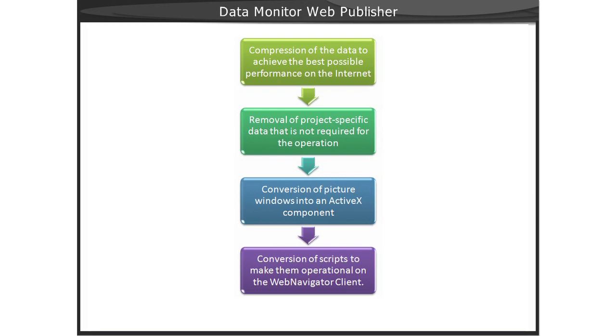To publish the pictures, simply right-click on the web navigator in the navigation window of WinCC Explorer, then click on the web publisher menu item. This will launch the Data Monitor or Web Navigator web publisher wizard. Next, we will show you a demonstration of the Data Monitor web publishing wizard.